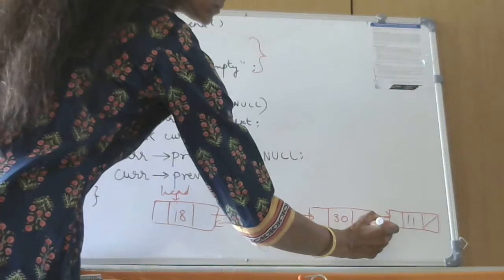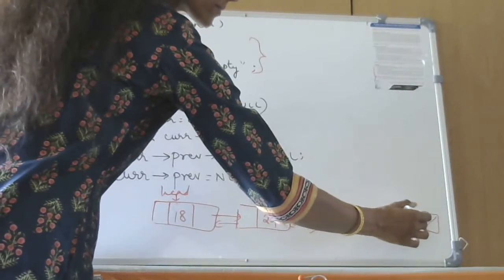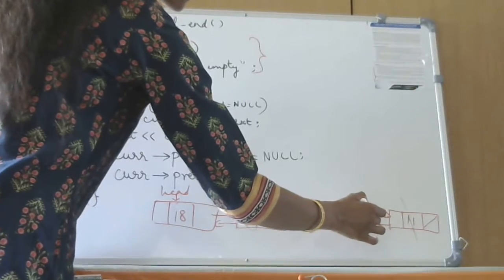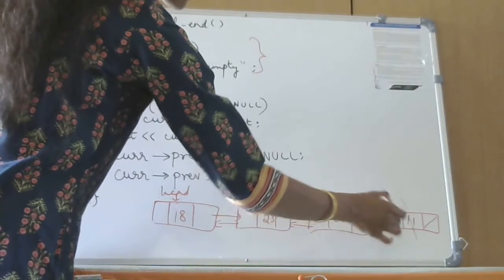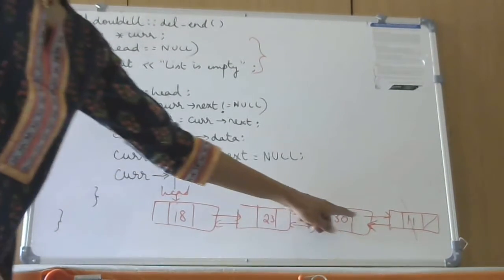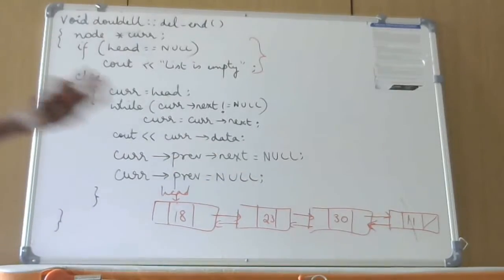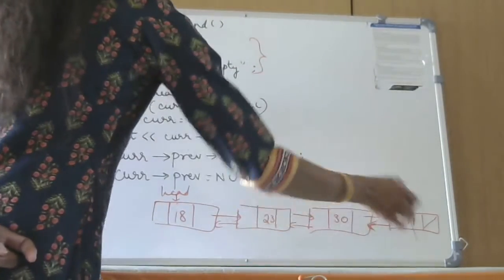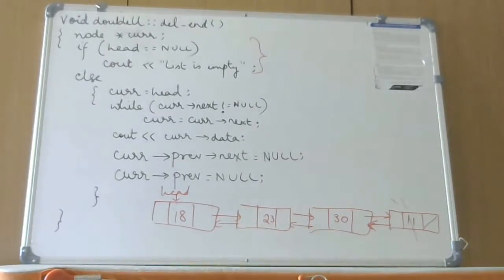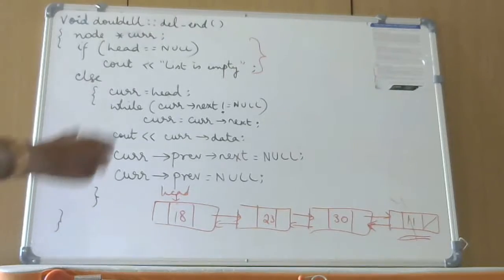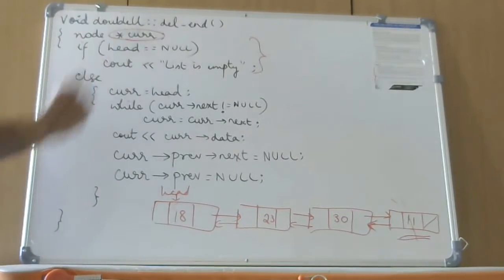When I delete this node, previous of this node you don't have to bother. But this next of 30 should now become null. Correct? Next of 30 should become null. That is because it is not pointing to 11 anymore. 11 doesn't exist at all. To do that, we should be able to move up to this location. We have to move up to the last node to delete this last node. So that is the reason I have taken a pointer called current.